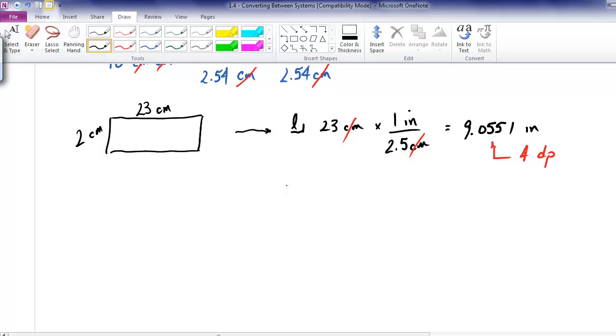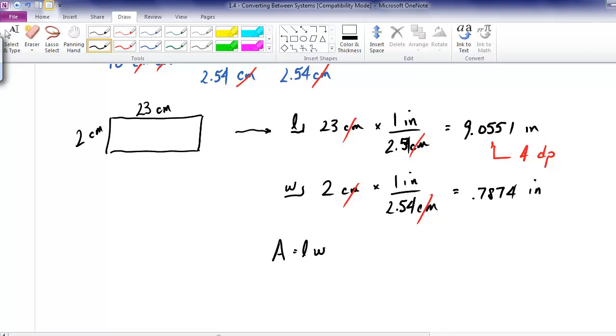Similarly with the width, it is 2 centimeters times 1 inch per 2.54 centimeters. These centimeters cancel out, and our width is 0.7874 inches. Again, 4 decimal places for intermediate. And when we then go ahead and figure out the area of our rectangle, by multiplying these two things together, we get 7.13 square inches.